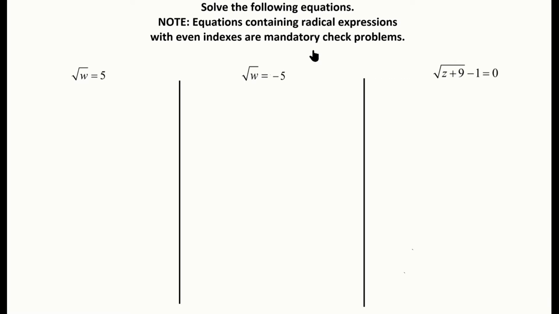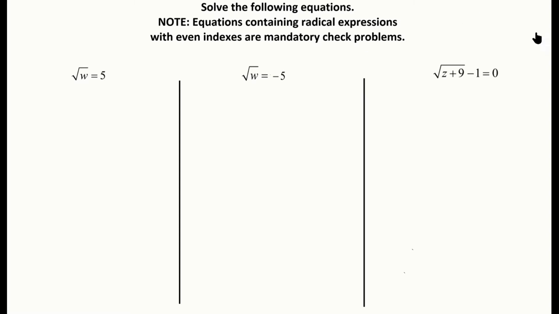These are mandatory check problems because in the course of solving them, we're going to be modifying the equations in a non-basic way, meaning involving operations other than just adding to both sides, subtracting, multiplying, or dividing from both sides. And that means sometimes we'll get solutions for the modified equations that won't work for the original ones. So when the index is even, we definitely have to check these. When it's odd, it's also a good idea to check, but the ones that are even are mandatory check problems, just so you know as we proceed.